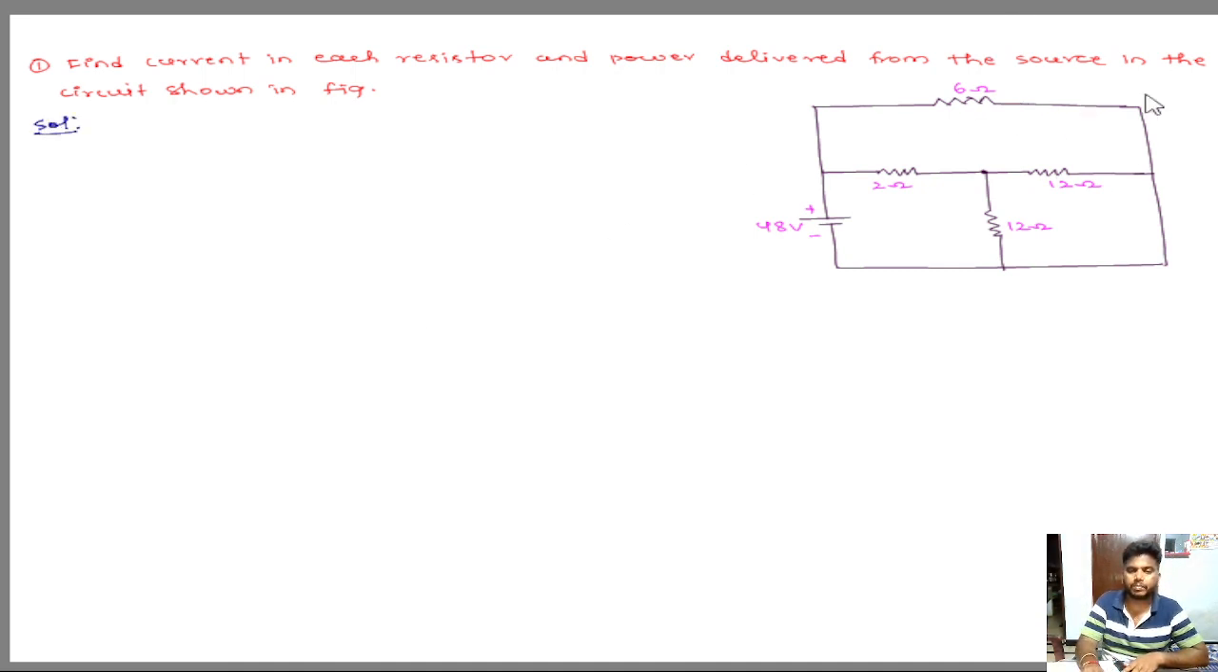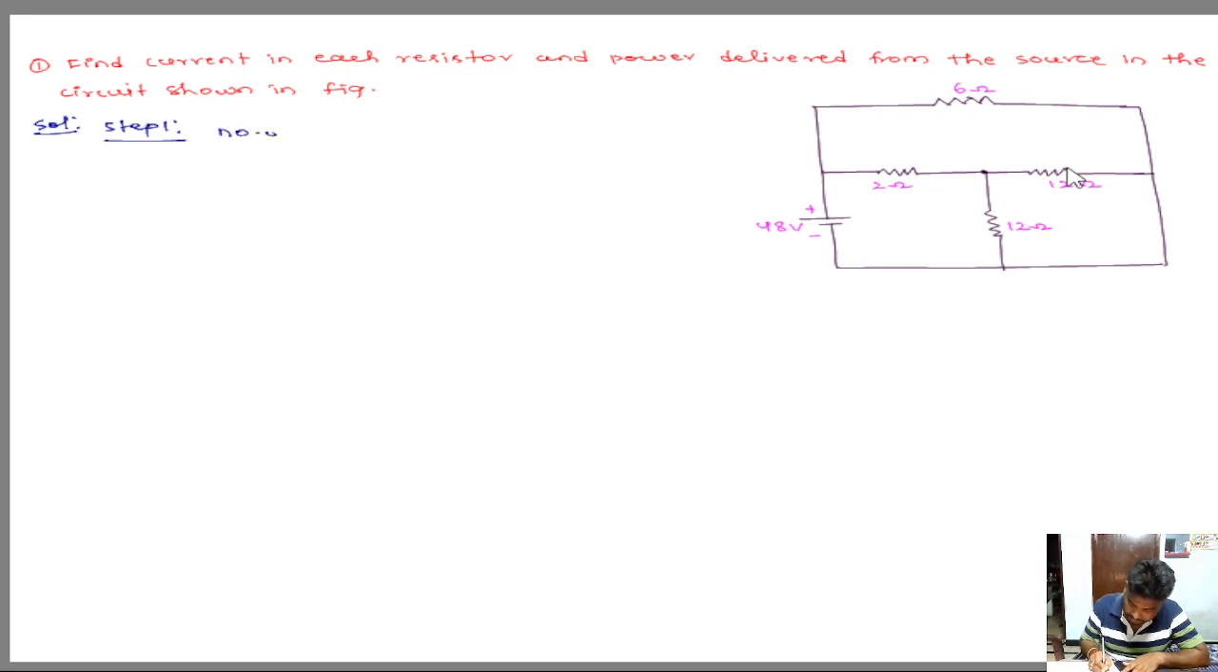What is the first step? Step 1, we need to identify the number of meshes in a given circuit. Solve the problem according to the steps, and it is easy to calculate the currents in each resistor. How many meshes are in this circuit? There are three meshes: one, two, three.